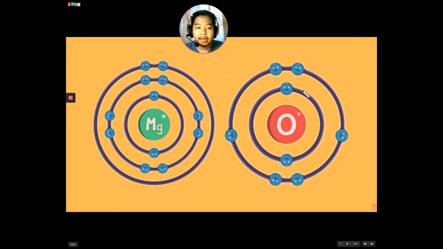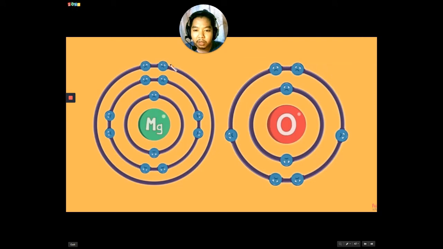Si oxygen naman is in group 6, because it has 1, 2, 3, 4, 5, 6, so 6 valence electrons. We don't care about the actual number of electrons in their atomic number. We are after their valence electrons, which we can locate via group number. So, wag na kakalimutan yan. Group 2, si magnesium. Si oxygen, group 6.